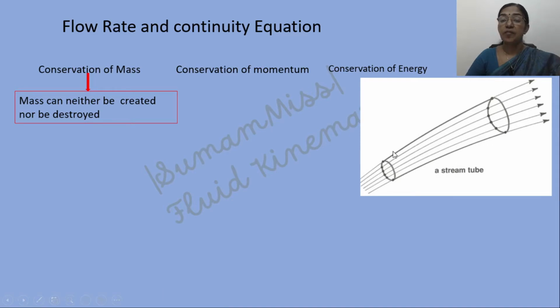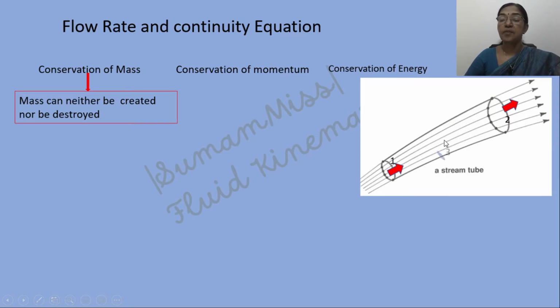That means, as far as a streamline is concerned, there is a velocity component in the tangential direction, but there is no velocity component in the normal direction. So that is why there is no flow across the streamline. For a stream tube, the flow must enter and leave only through the end sections. So in this figure, the flow enters from section 1 and leaves from section 2.